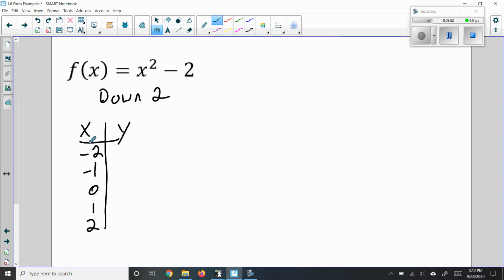These are the same x values we used for the absolute value. But we're squaring these now because we have a square. So negative 2 squared is 4. Negative 1 squared is 1. And so on. Now let's make our transformation.